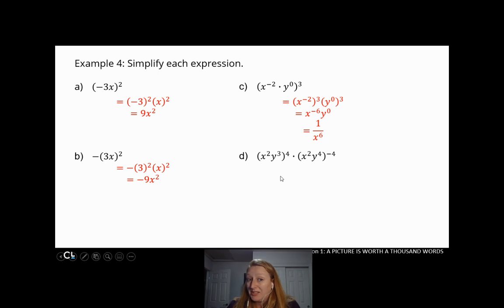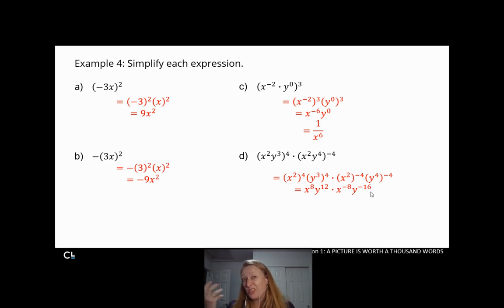How'd you do on this last one? Did you reach this one and go, oh my gosh, it got a little crazy, right? So I took them a chunk at a time. I started with this first chunk and I was like, okay, x squared to the 4th power, y cubed to the 4th power. And then I did x squared to the negative 4 power and y to the 4th to the negative 4 power. So I just put everybody in their thing. I went ahead and multiplied my exponent. So this becomes x to the 8th, y to the 12th, x to the negative 8, and y to the negative 16. And then I realized I was multiplying stuff with the same base.